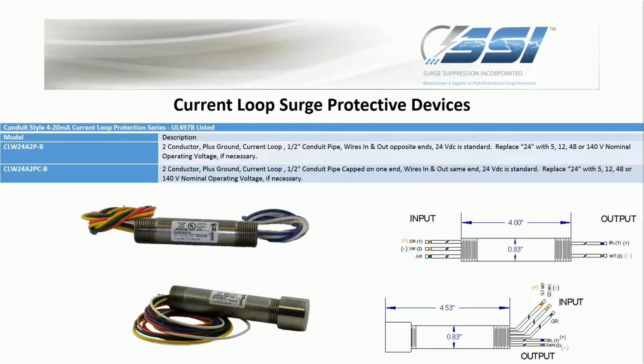The second model is the SPD with a cap on one end and both sets of input and output wires plus the ground lead extending from the uncapped end. This model is designed to be attached to the conduit through a T-fitting or junction box, allowing for easier access for replacement if it ever became necessary.